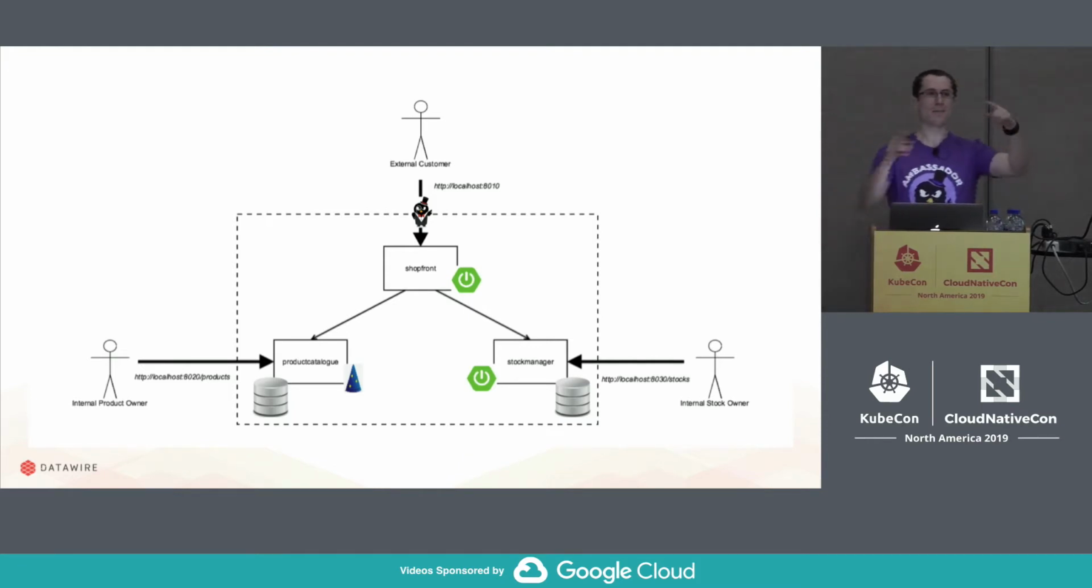But the shopfront then makes a request to two upstream services, product catalog and shop manager, aggregates the data back and displays it to the user. So the product information is coming from product catalog, the stock information, the SKU, the amount we've got in stock, coming from the stock manager. Shopfront is coordinating that and displaying it back to the user.